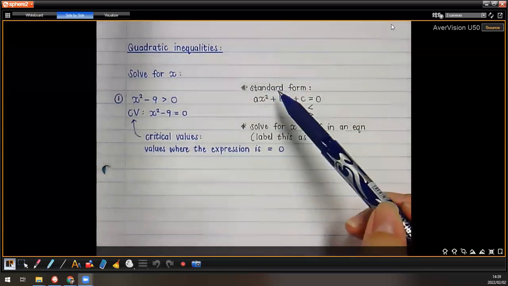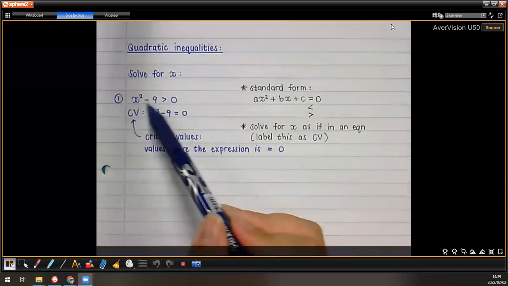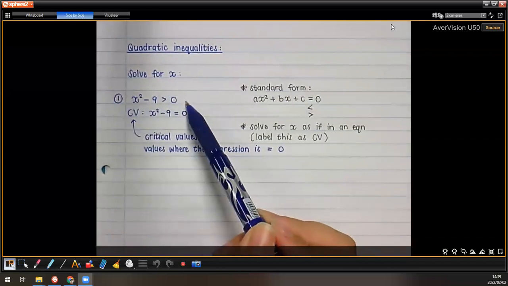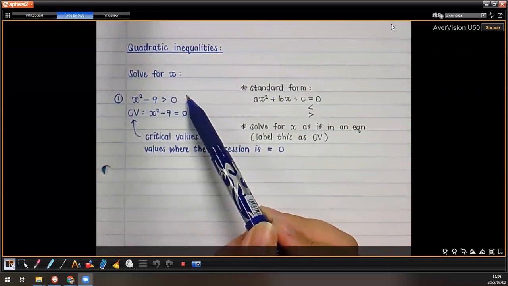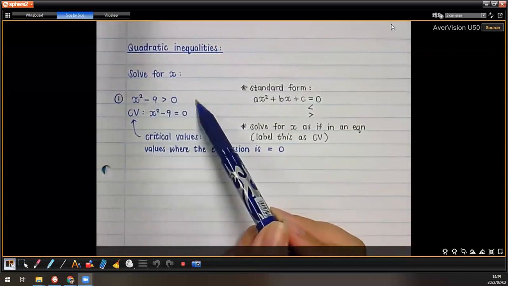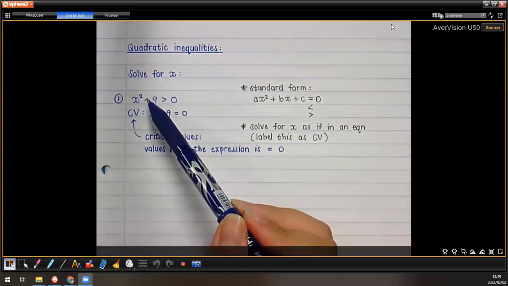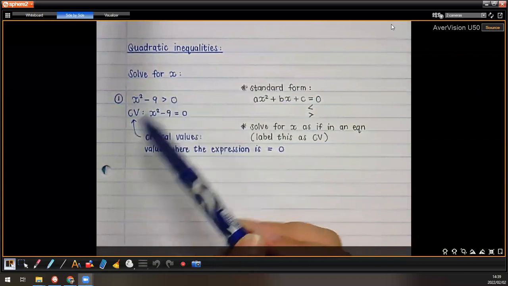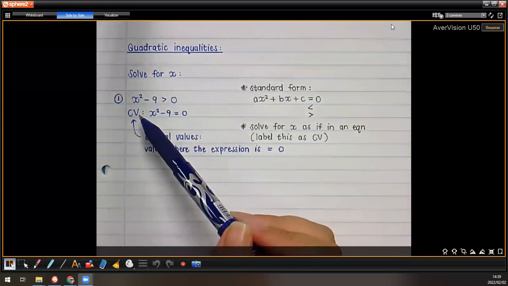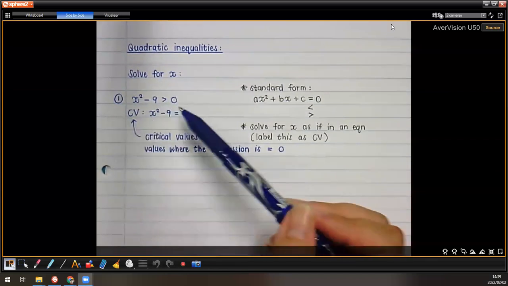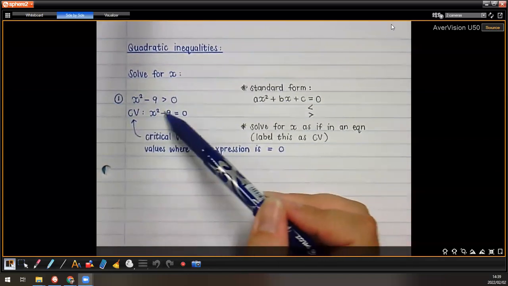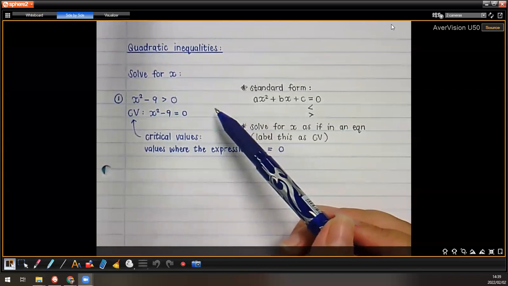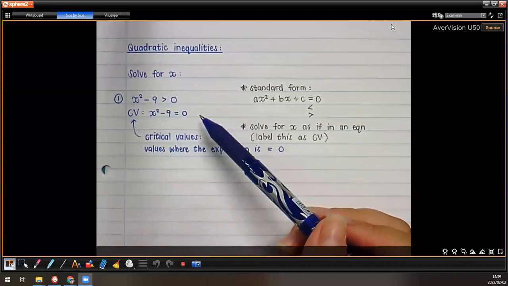So I'm going to go through that again. The first thing is you need to get it in standard form. So just the 0 on that side, it was already given in that form. But if that 9, for example, was over there, we would have to move it across. Okay. You have to always have everything on one side and then 0 there. Then step 2 is you write CV and you write whatever you have on the left equal to 0. So you replace whatever that symbol was with an equal symbol.